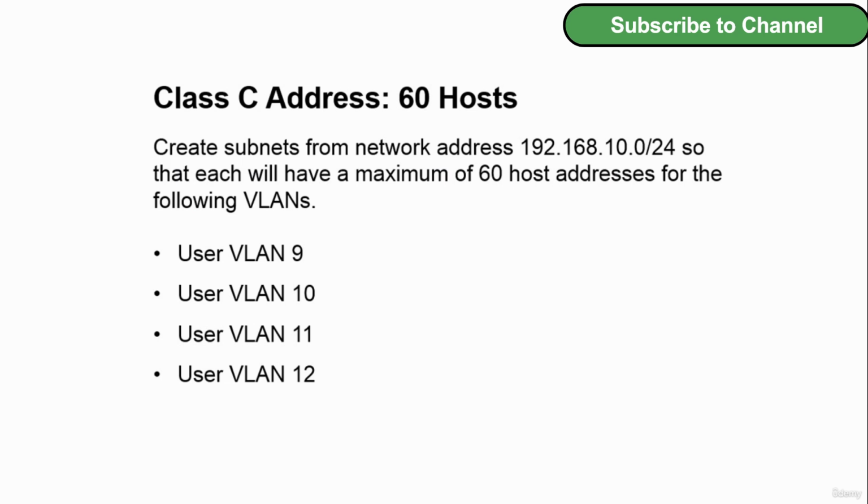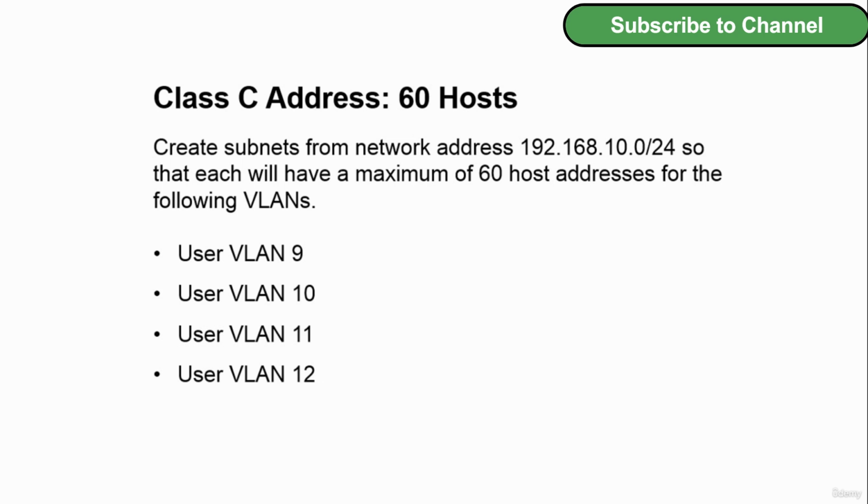So this is another example. I'm still in class C address. It's the second example. It's got 60 hosts now. The question here is, how do you create subnets from network address 192.168.10.0/24, so each will have a maximum of 60 host addresses for the following VLANs. So in this case I've got 4 user VLANs, so there are a bunch of desktops in each, basically different groups, departments, and each has a VLAN assigned. And I want to assign 60 host IP addresses to assign to those different desktop, laptop, mobile devices.